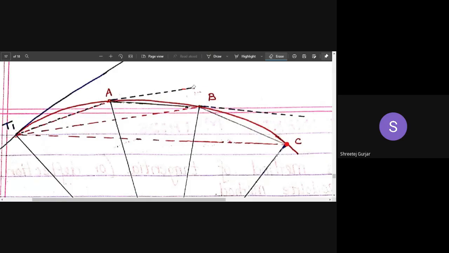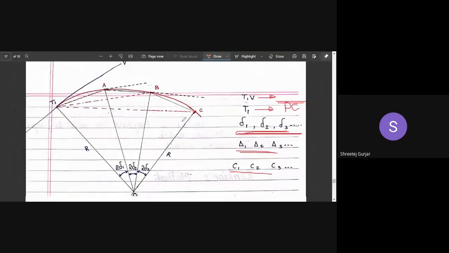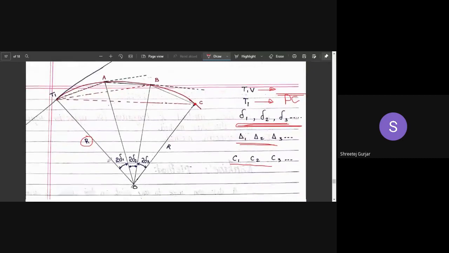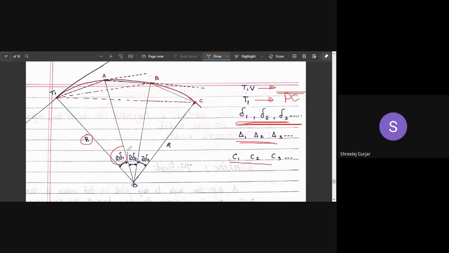It can go up to N, so C1, C2, C3, and so on up to Cn. So these are your chord lengths. I hope it is clear now. This is our radius, no problem. Now the angle subtended is 2 delta 1.